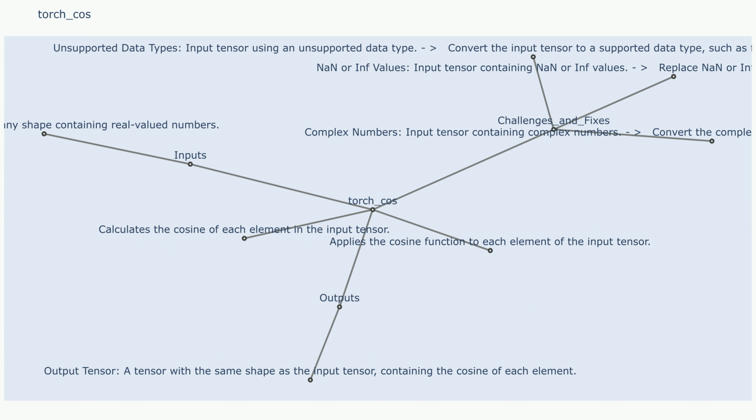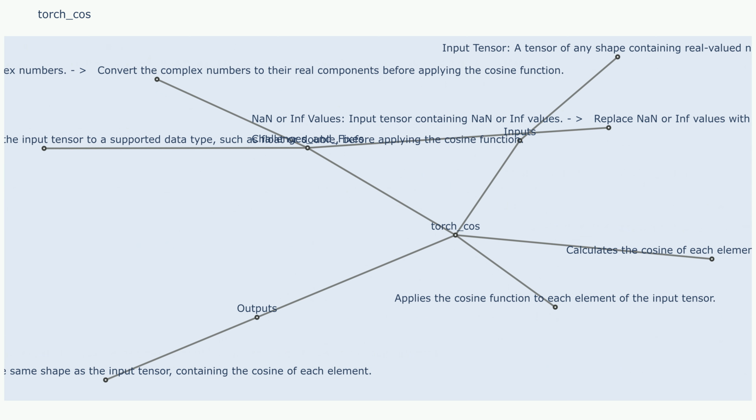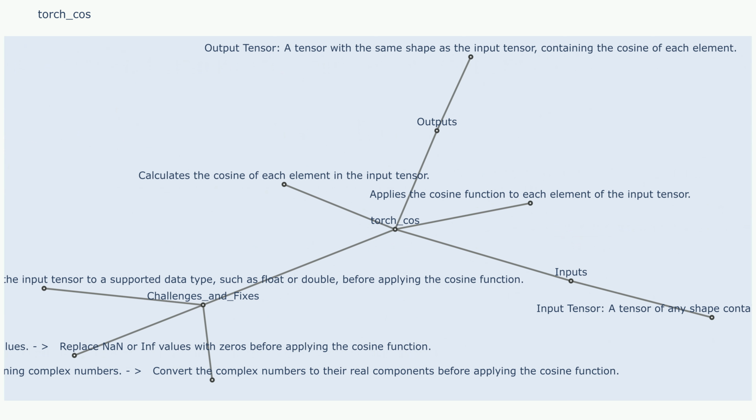Steps. Step 1: for each element in the input tensor, the function calculates the cosine value using the mathematical formula for cosine. Challenges and fixes. Challenge 1: input tensor contains non-numerical data. The torch.cos function expects numerical data as input. If the input tensor contains non-numerical data, like strings or booleans, it will raise an error.